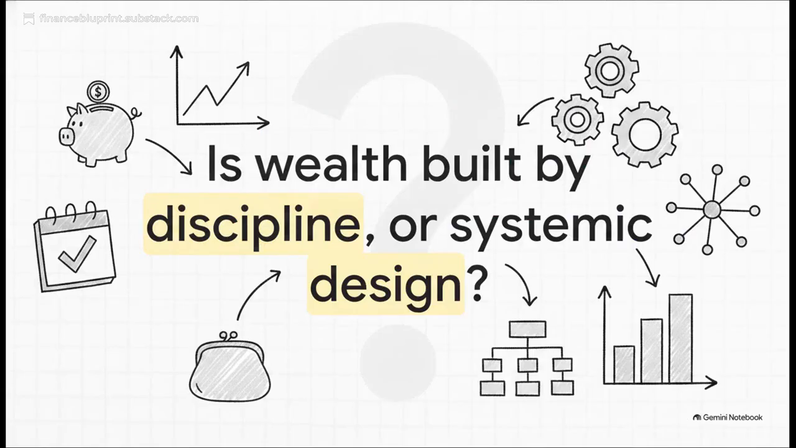Which leaves us with a truly profound question to ponder as we wrap up. We've seen that on a micro level, wealth is accumulated through extreme personal frugality, avoiding debt, and immense discipline. But on a macro level, the concentration of massive wealth is dictated by sweeping statistical reversion rates and inescapable systemic math. So what do you think? Is wealth ultimately built by individual discipline, or is it dictated by systemic design? The friction between those two realities is exactly what makes the mechanics of wealth so endlessly fascinating.